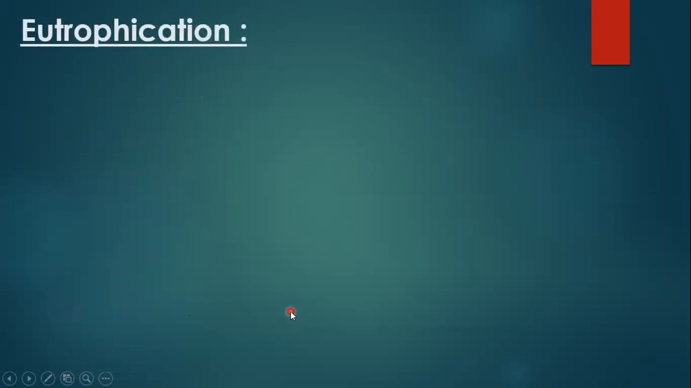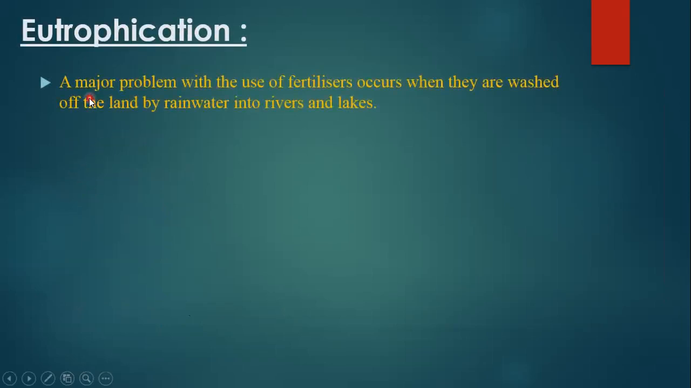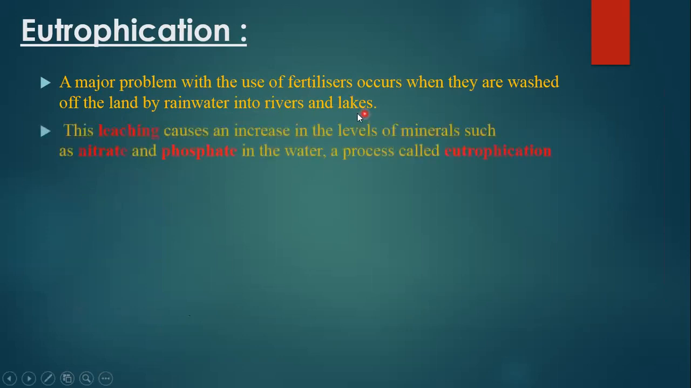Now we will discuss the eutrophication process in detail. How can we define it? It is a major problem with the use of fertilizers that occurs when they are washed off the land by rainwater into the rivers and lakes. This process is basically called leaching. This leaching causes an increase in the level of minerals such as nitrates and phosphates in the water, and this process is called eutrophication. The nitrates and phosphates from these fertilizers move from the land toward the rivers and lakes by rainwater.